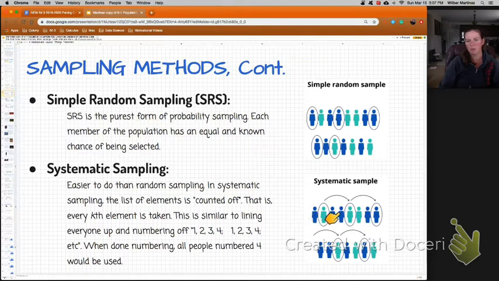So here we have 1, 2, 3, 4, 1, 2, 3, 4, 1, 2, 3, 4. And we choose person number 2, and then 3 people later, we choose person number 5, and then 3 people later, we choose person number 8, etc., etc. So you can see in this example that if you're numbering 1, 2, 3, 4, when you're all done numbering, you take everybody that was numbered number 4, and you get to use them for your survey. So systematic meaning that there's a system. I kind of like to remember that for the 1, 2, 3, 4 business. There's a system to your madness.